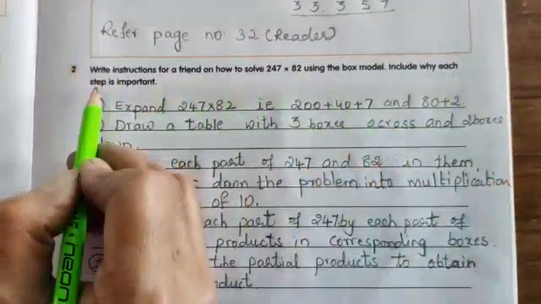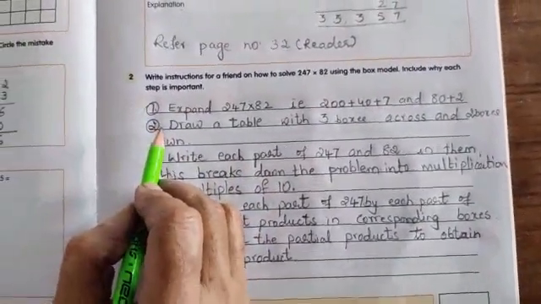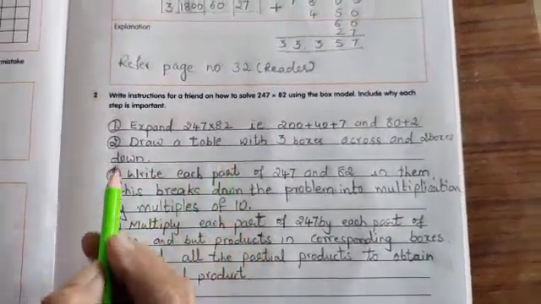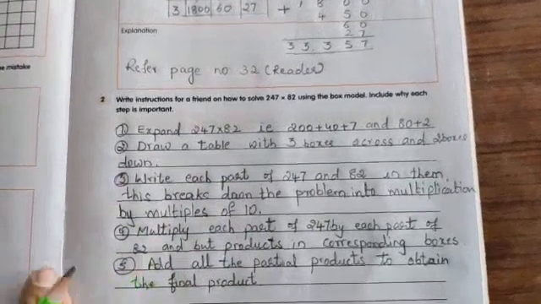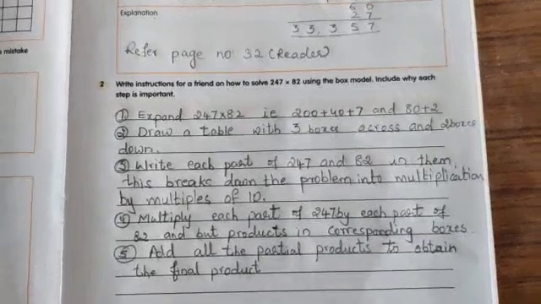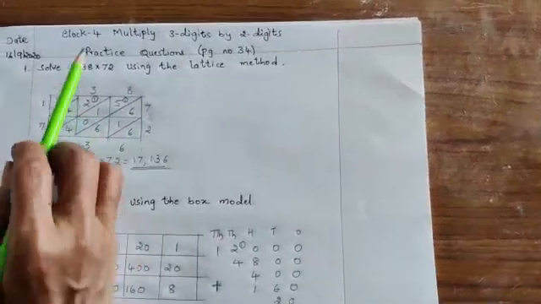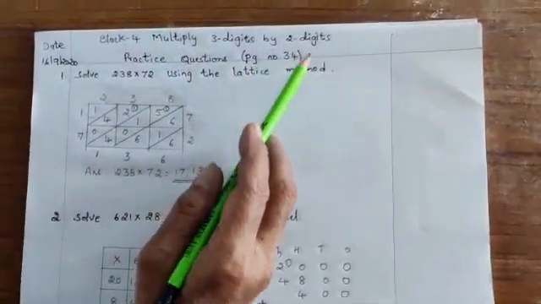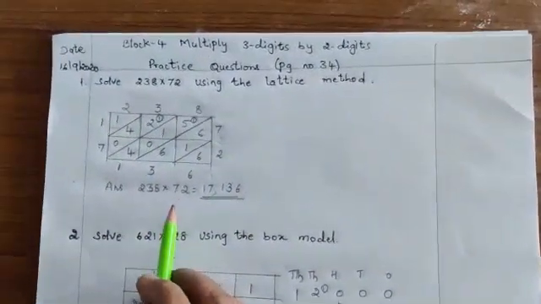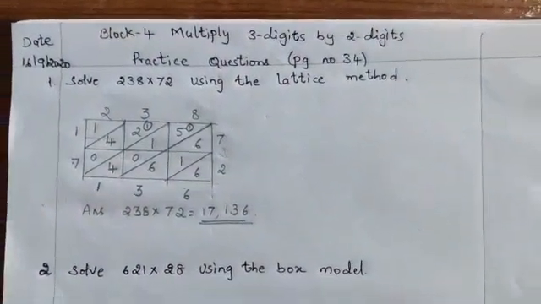Include why each step is important. Children, these are the instructions. Copy it. Take it to a class of children. Block 4, multiply 3 digits by 2 digits. Write dates. These are the practice questions, children. I already solved here. With the help of these class sums, you have to complete your classwork.